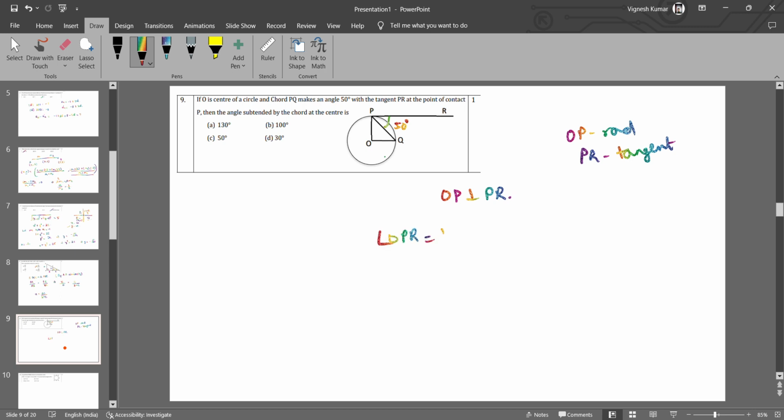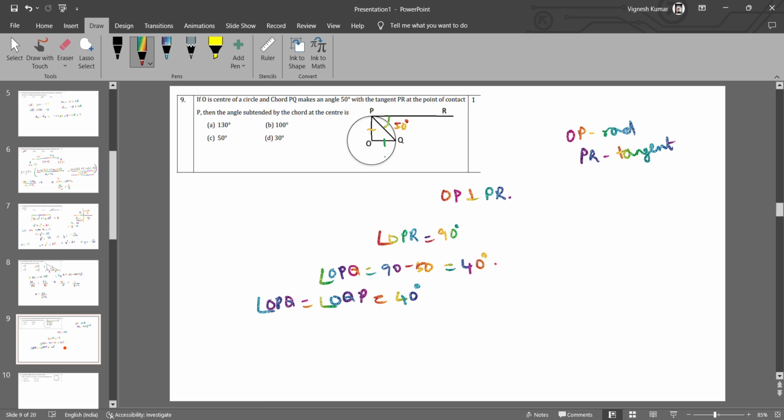So we have angle OPR, this whole angle, as 90 degree, and from that it follows that angle OPQ will be equal to 90 minus 50, which is 40. Then we have OP is equal to OQ. So OPQ is an isosceles triangle, and we know the property that the angles opposite to the equal sides of an isosceles triangle are equal. So we have angle OPQ is equal to angle OQP, which we already know, which is 40 degree.